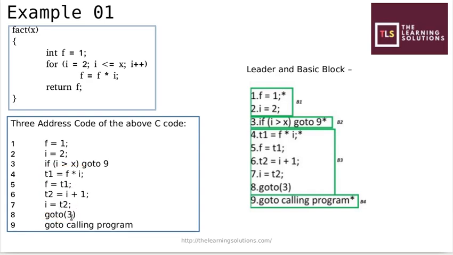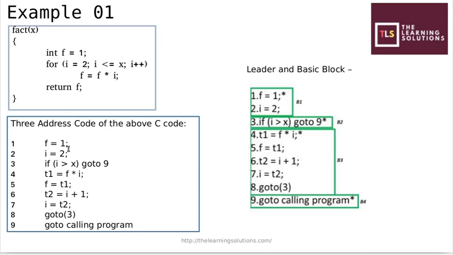Now here go to 3. So go to 3 statement, what? If I is greater than x. So that is why the statement which is appearing in the go to part, conditional or non-conditional, this is non-conditional, go to 3. So this is non-conditional 3, that is why 3 is starting a new block. So in this way we have 4 blocks in this particular given 3 address code.